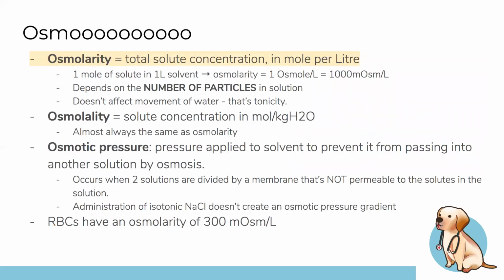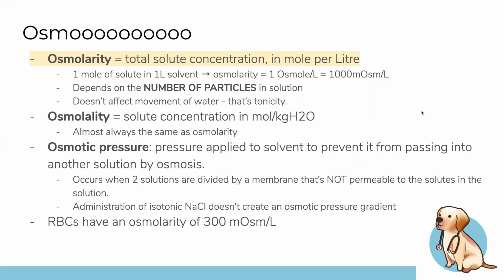Now we're going to go on to osmolarity, which is the most important part that you need to take away from this. Osmolarity is the total solute concentration in moles per liter. So 1 mole of solute in 1 liter of solvent is equal to 1 osmol per liter, or 1,000 milliosmoles per liter. Generally, we'll use milliosmoles per liter. The osmolarity does not affect how water moves. That's tonicity, but we'll come to that.